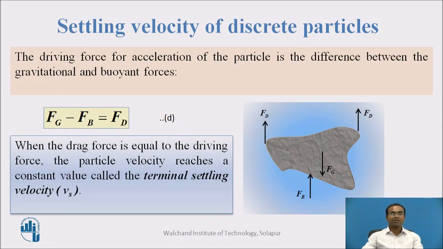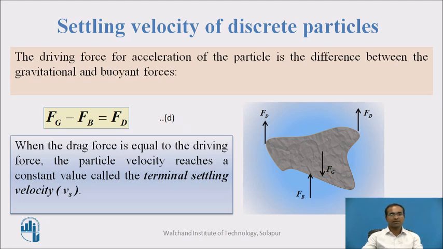When the particle tries to accelerate in the fluid, the resistance, that is our drag force, will try to oppose it. So when the driving force becomes equal to the drag force, the particle will move at a constant velocity. How does it happen? The drag force is an upward force, but the force due to gravity is downward and the buoyancy force is upward. So when the force of gravity keeps increasing with respect to the buoyancy force, the upward frictional force, that is our FD, will act upon it.